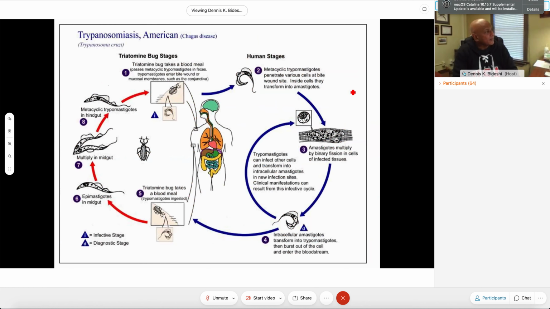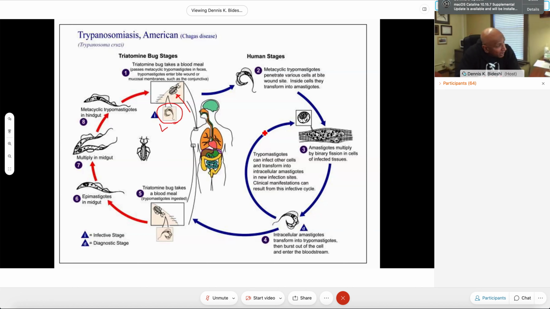All right? So let me just say a few things about the life cycle. Again, remember what I want you to know: the infective stage, the vector, and then, of course, the diagnostic stage. So this is a little different from the African sleeping sickness one. So here are a few points. What transmits this to us is the triatoma bug or the reduviid bug, same thing. The metacyclic form is transmitted to us. This is the infective stage.